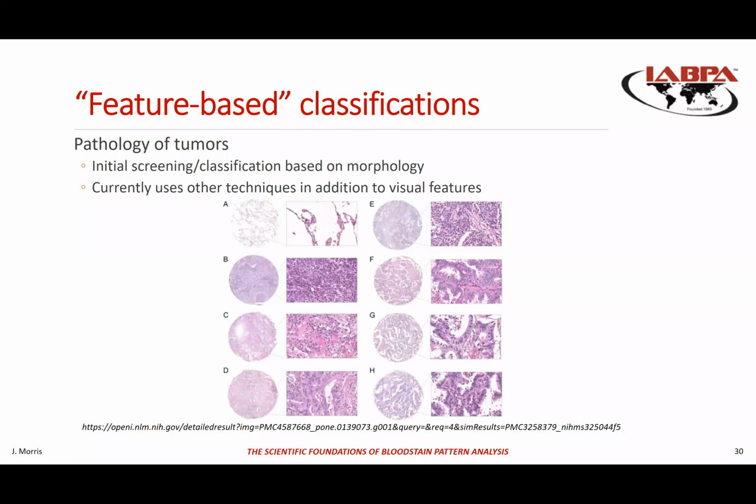If it was lung tissue, is it small cell sarcoma? Is it large cell sarcoma? Is it something different? And although they currently use other techniques in addition to visual features, the visual features are the first step towards that classification.